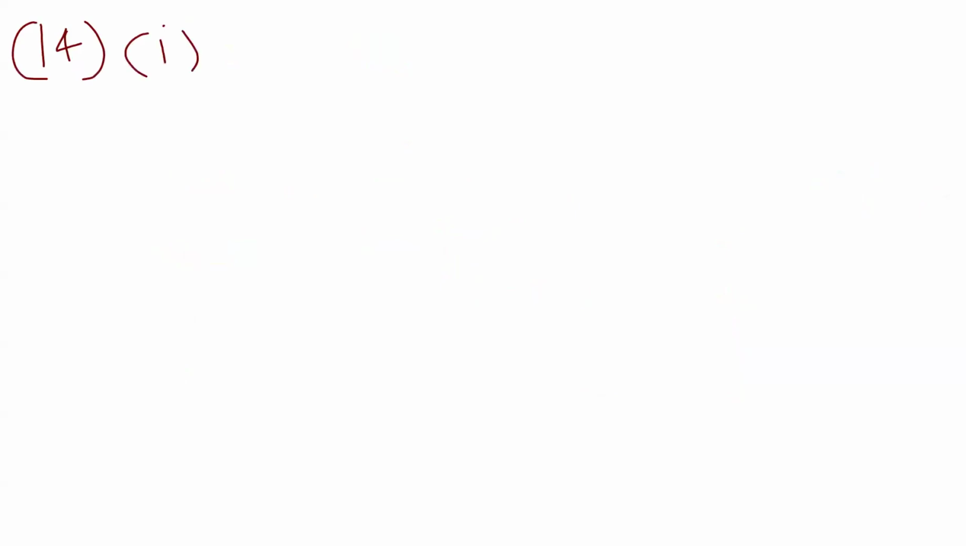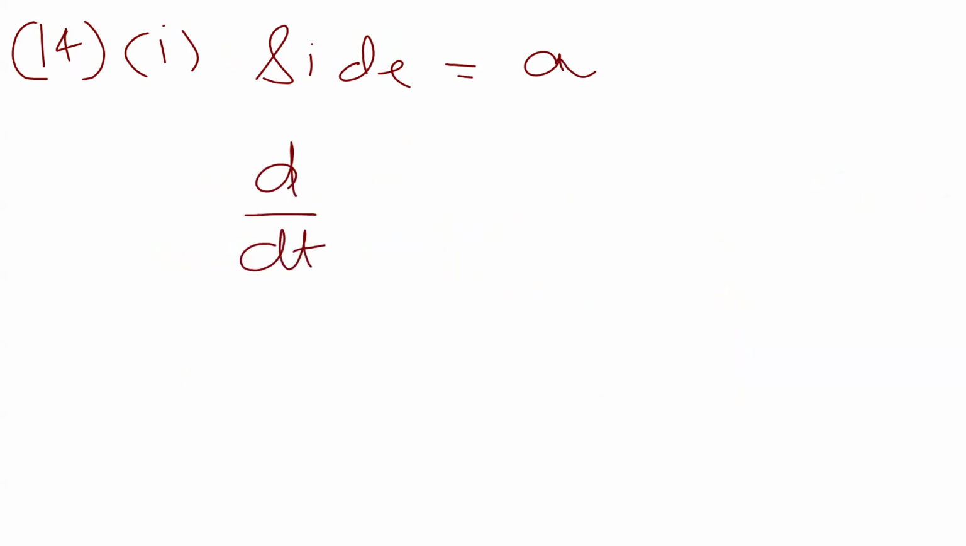The side of the equilateral triangle is a centimeters long and is increasing at a rate of k centimeter per hour. So side is a centimeters and the side changes at a rate, the side is changing with respect to time. So d by dt of side, this is also given. K centimeter per hour. So both these things are given.